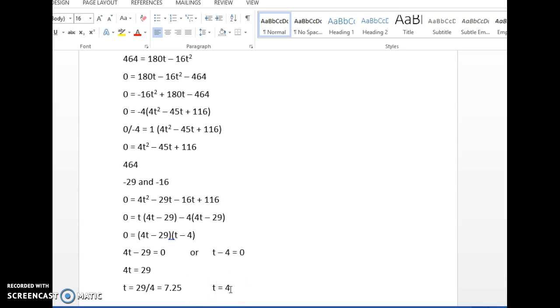And since we're talking about times, both of them actually do make sense in the problem situation. And if you think about a rocket, it's going to hit that distance twice. Once on the way up, that would be 4 seconds. And then again on the way down, that would be 7.25 seconds. So that's it for number 6.